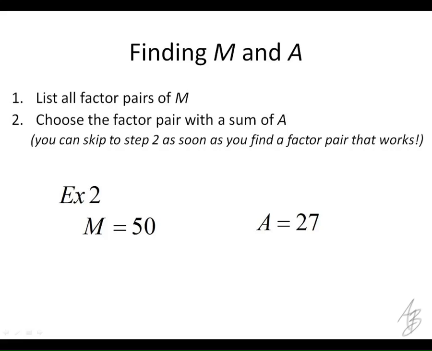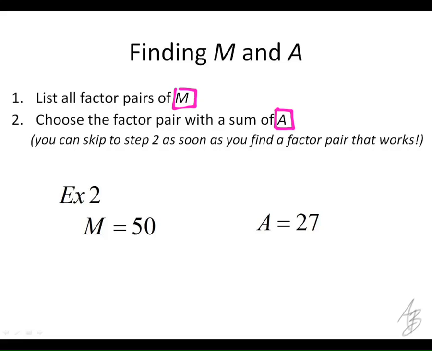But with something like 12, you don't have to start with 1 and 12 and then do 2 and 6 and then do 3 and 4. But you could start with 3 and 4 or then 2 and 6 or however you want to do it. Okay? Then we're going to choose the factor pair that has a sum of A. So one thing you need to understand here, this M and this A, those are going to be numbers that we're going to give you.